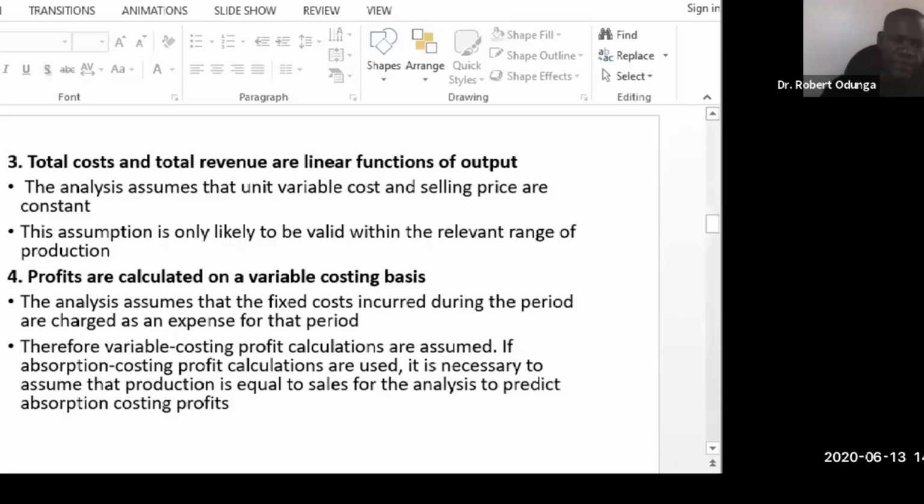All right, so I was explaining the 4th assumption. The analysis assumes that the fixed costs incurred during the period are charged as an expense for that period. So the fixed costs and variable costs are basically the production costs. So fixed costs are charged as expenses for the period. Therefore, variable costing profit calculations are assumed. If absorption costing profit calculations are used, it is necessary to assume that production is equal to sales for the analysis to predict absorption costing profits.